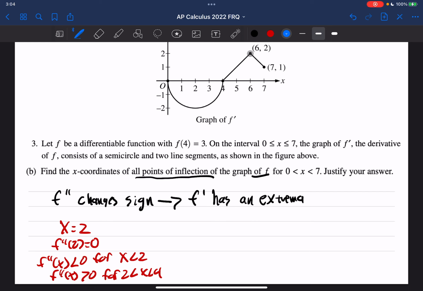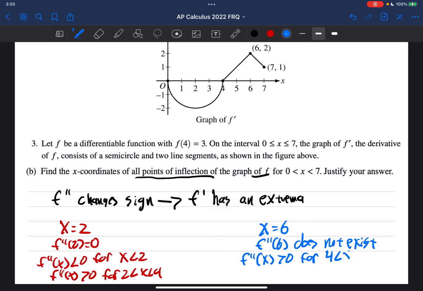Now over here, same thing. x equals 6. Here, f double prime of 6 does not exist, but it is still a point of inflection for f because it changes sign. Why? Because f prime of x is greater than 0 for 4 less than x less than 6, and f double prime of x is less than 0 for 6 less than x less than 7.